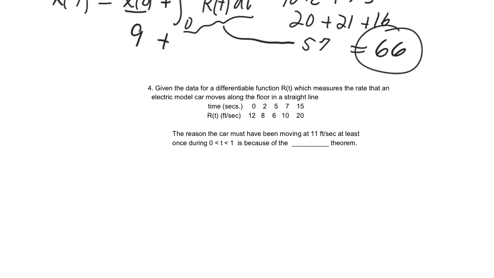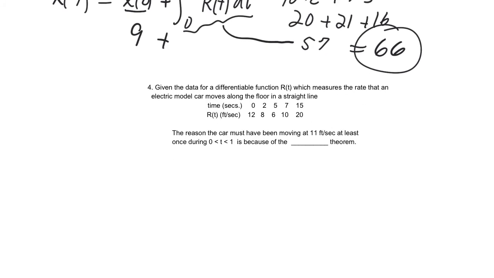The next problem is asking us to find the instantaneous rate of change, which is this, but this is r of t right here. So in this next problem, they're asking us, why do we know that r of t has to equal 11 at some point between 0 and 2? Well, we notice that the r value is 12 initially, and then it ends up being 8 eventually.